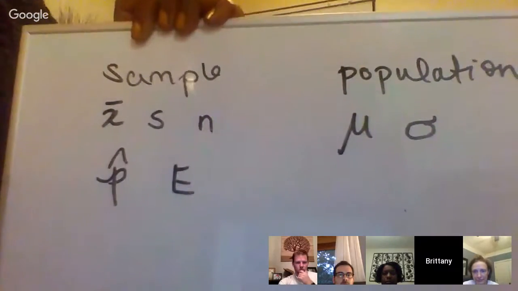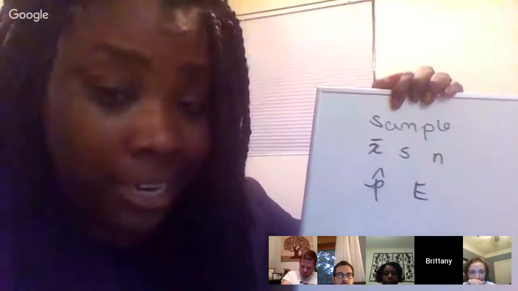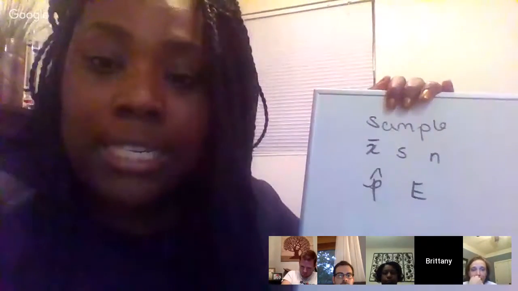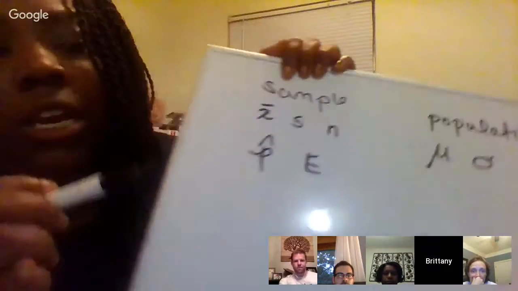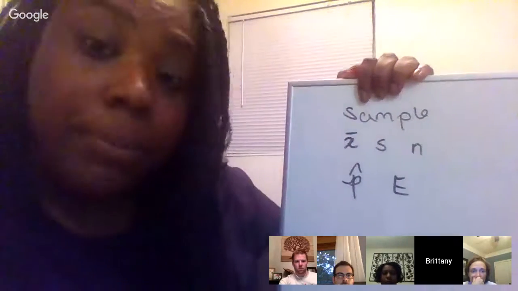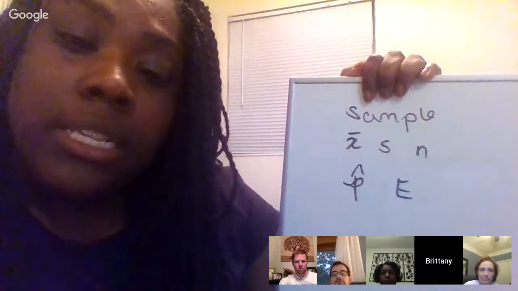And that's one way that you can tell the difference. So when you're reading a paper, if they're using Greek letters to refer to their data, it's most likely population data. And if they're using our regular Latin alphabet like this, it's most likely sample data. That's one way to tell the difference between the two.